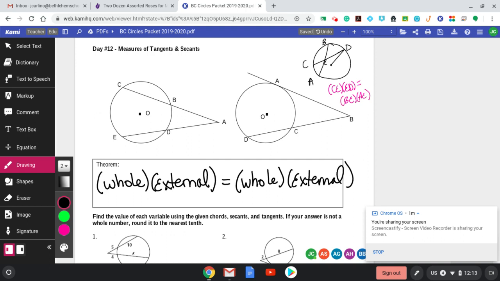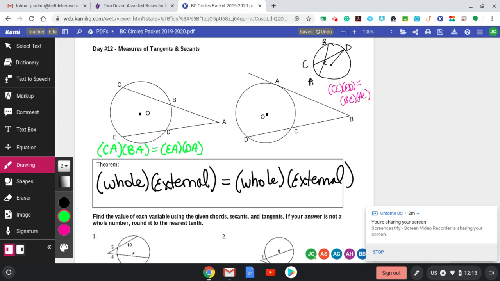Okay, so let me use these two diagrams above this to show you what I mean. The first diagram up here is two secants, AC and AE. If I wanted to find the lengths of any of the pieces right here, I go whole secant. So CA is one whole secant times its external part, meaning the part on the outside. So CA times BA would be equal to the other whole secant, EA, times its external part, DA.